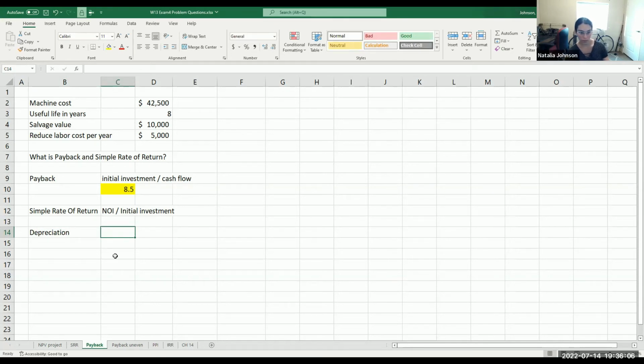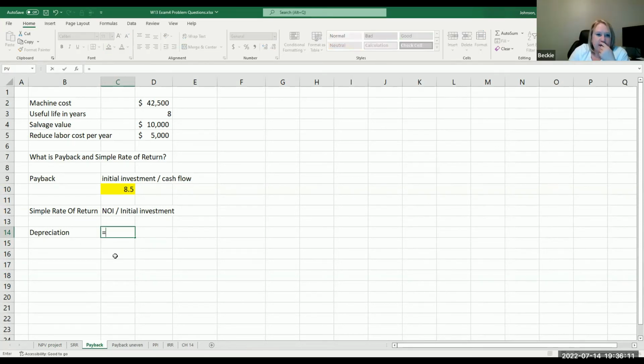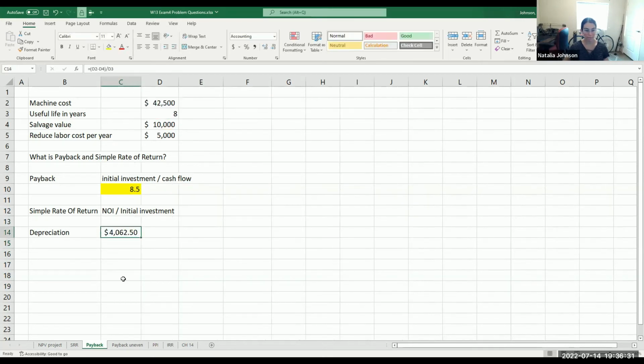42,500 divided by 8. I think we have to subtract the salvage value first. Yeah, that's right on that one. If it was the salvage value of the old machine, then we don't. Divided by 8. Okay, and now we can subtract that to get net operating income: the cash flow minus depreciation. So net operating income is 937.